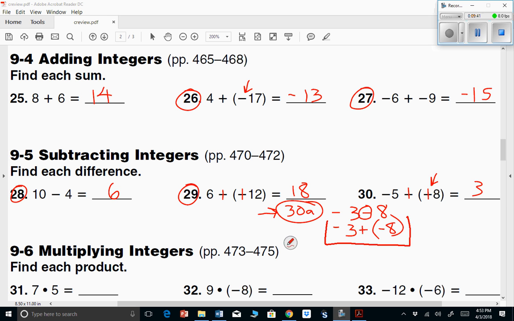Recognize this as adding two numbers whose signs are the same. Add them up and keep the sign that they share, which in this case is negative. So our original problem said -3 minus 8 and that equals negative 11.